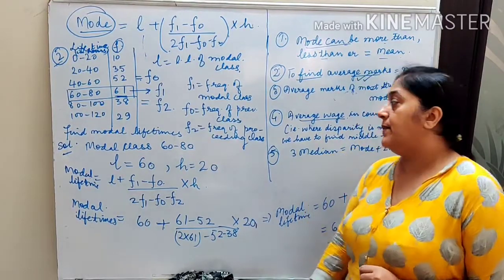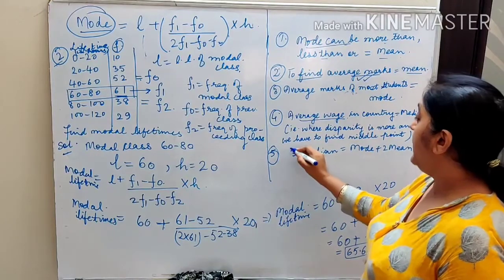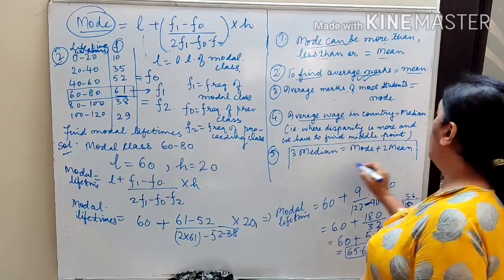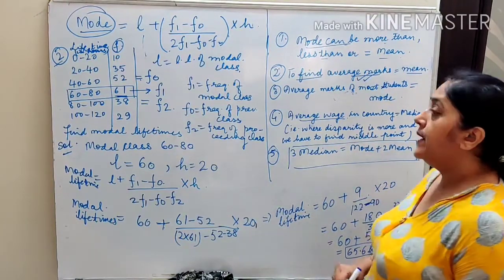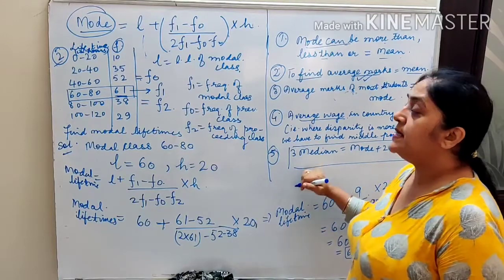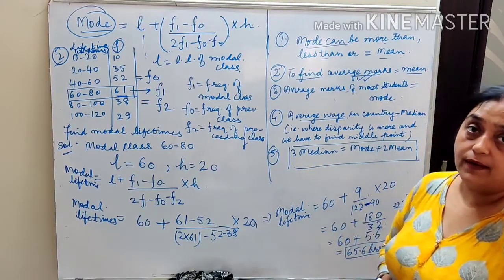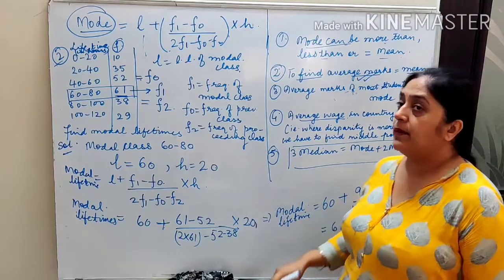And always remember there is a relation, 3 median is equal to mode plus 2 mean. This will always be satisfied. 3 median is equal to mode plus 2 mean.